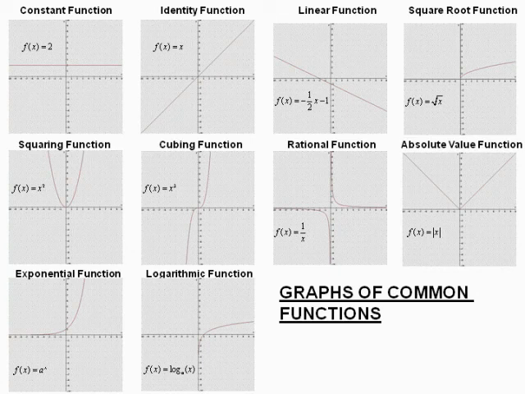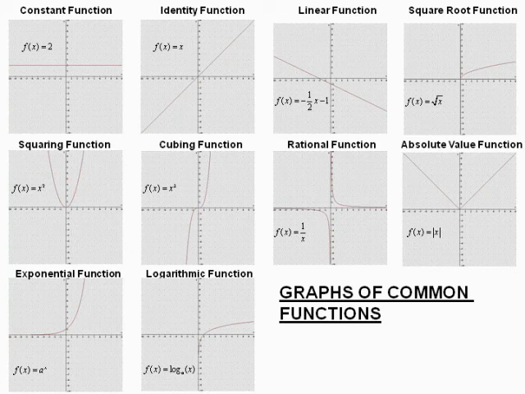So notice we've got the constant function here, f of x equals 2 or y equals 2. The identity function, y equals x, where x and y are always the same number. So to graph the second graph along that top, you would say when x is 0, y is 0. When x is 1, y is 1. 2, 2, negative 1, and so forth.